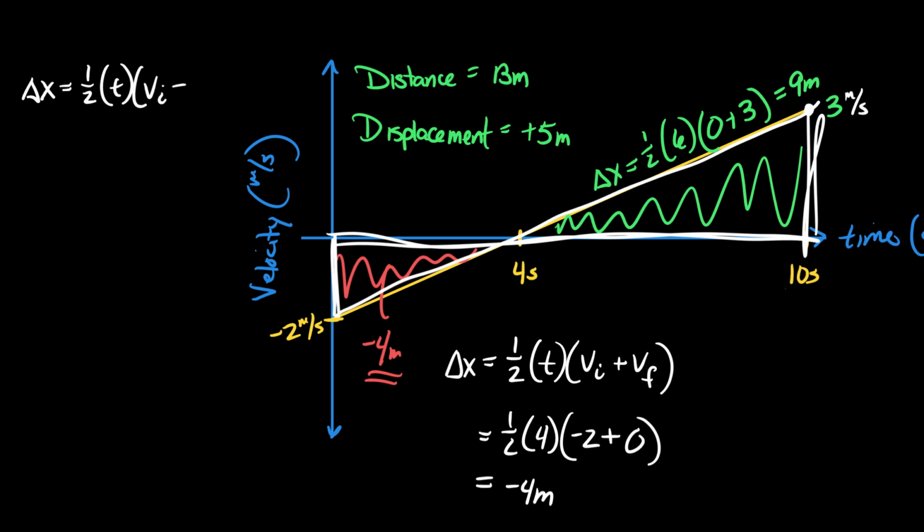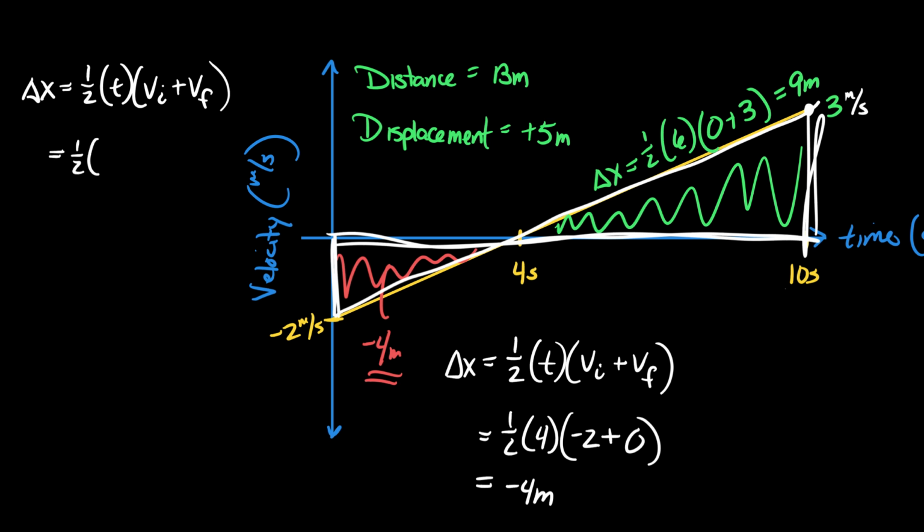Isn't this the area of a trapezoid? The difference is I've got a negative side and a positive side, but my displacement should still be the same. The rules should work. So let's see.